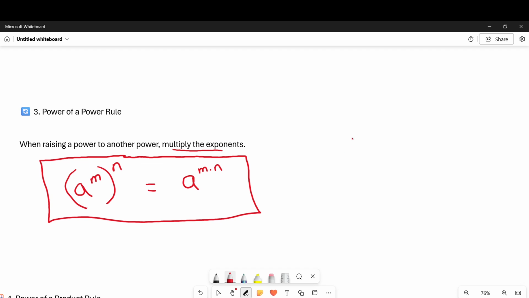Let me go for an example here. 5 to the power 4, all to the power 3. We can simply write 4 times 3, which equals 5 to the power 12. It's very easy. If you want to check, first we find the value of 5 to the power 4, then raise that value to the power 3. We get the same value as this one.